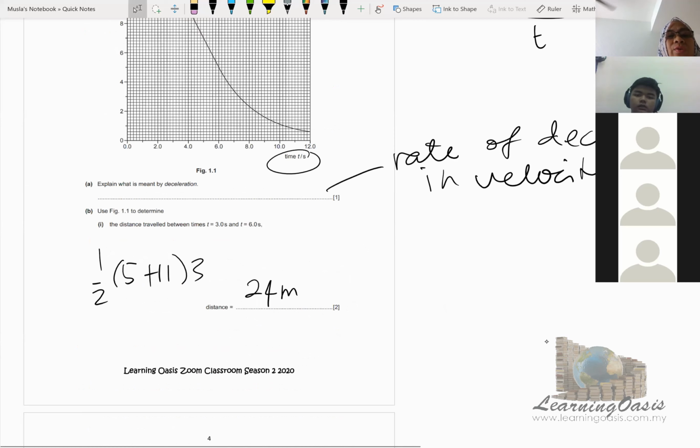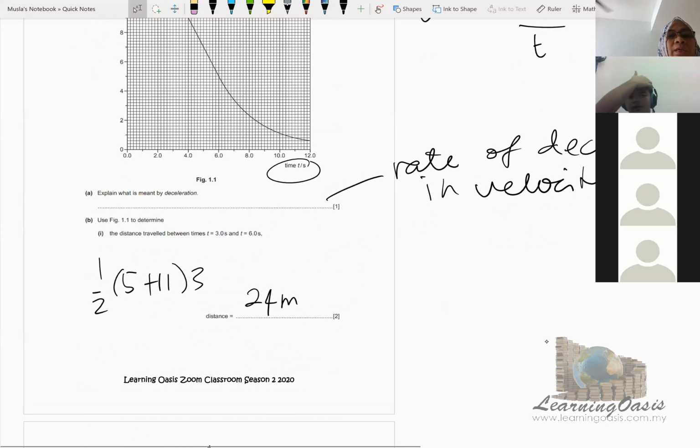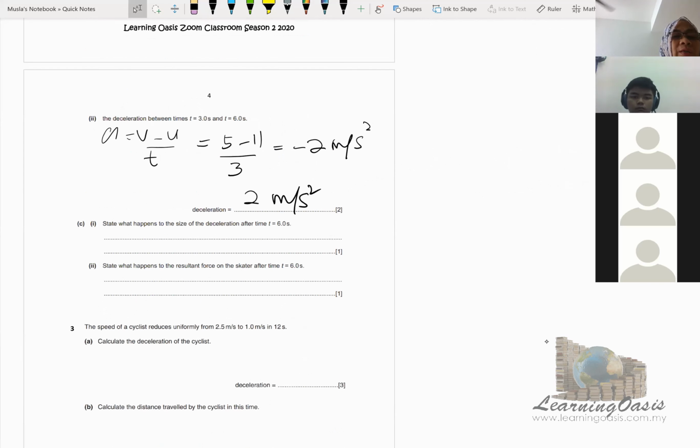It decreases. How do you know it decreases? It's less, the gradient is less steep. Yes, the gradient is less steep. Right, it decreases.